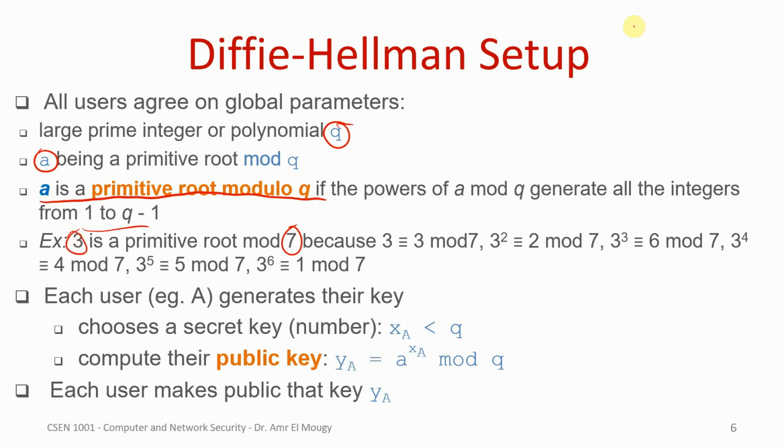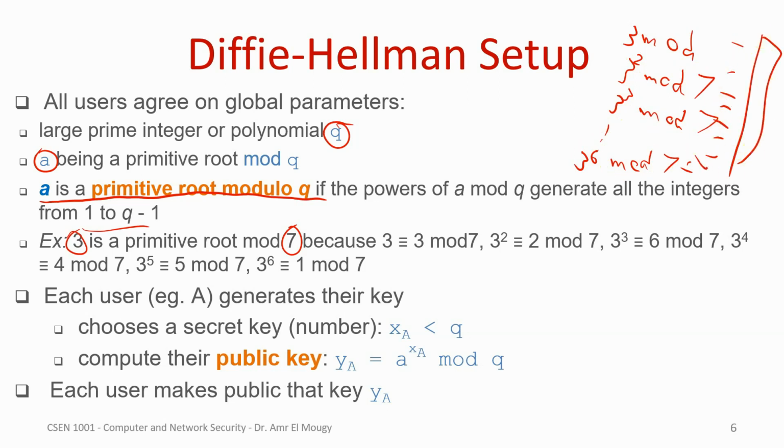What does this mean? It means that if we calculate 3 mod 7, 3 squared mod 7, 3 power 3 mod 7, all the way up to 3 power 6 mod 7, the result will be the numbers from 1 to 7. Sorry, from 1 to 6. That means the powers of 3 mod 7 will actually generate all the integers from 1 to Q minus 1. In this case, it's from 1 to 6.